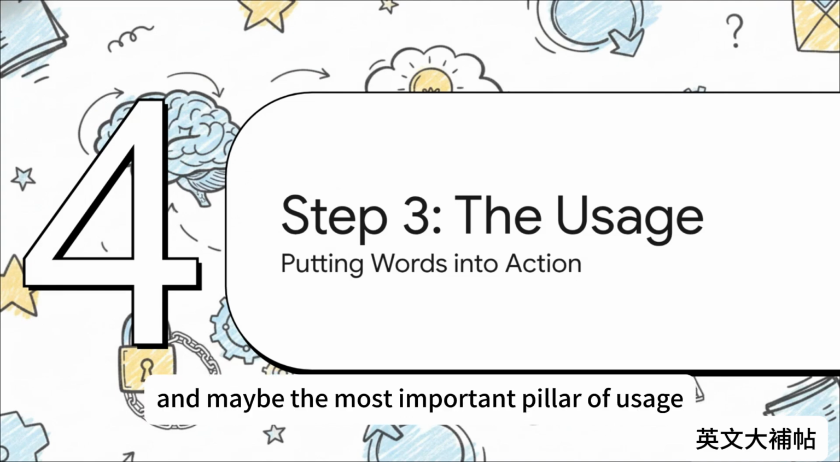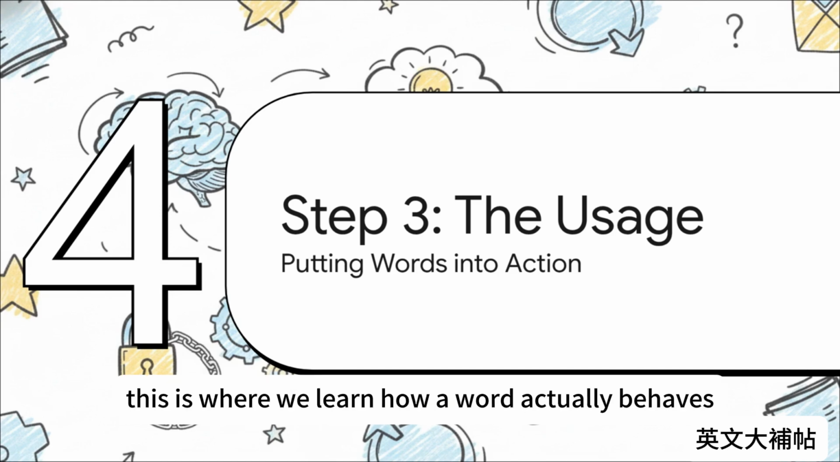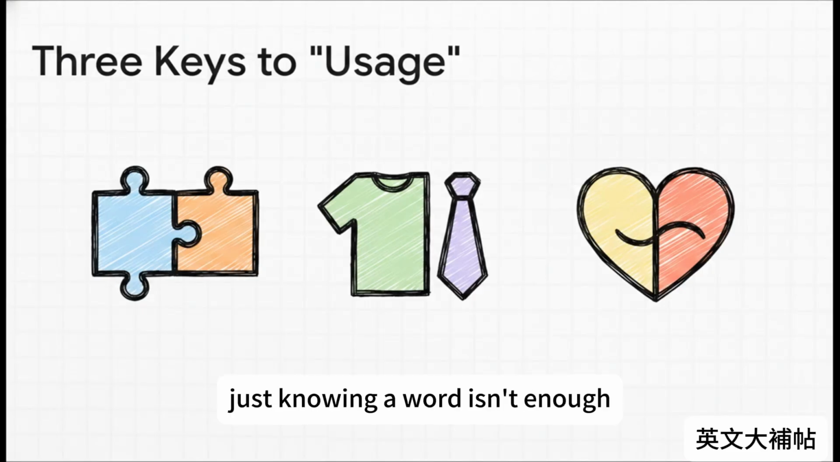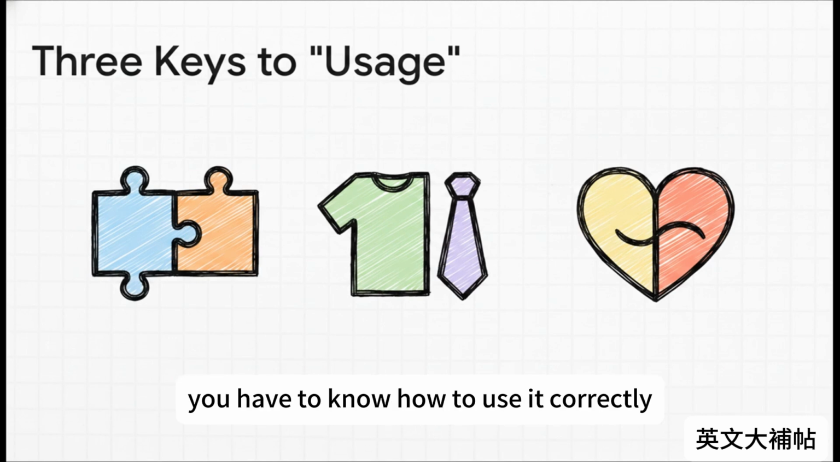Now for the final and maybe the most important pillar of all, usage. This is where we learn how a word actually behaves out in the wild, in real conversations. Here's a crucial point. Just knowing a word isn't enough. You have to know how to use it correctly. And that really boils down to three things.